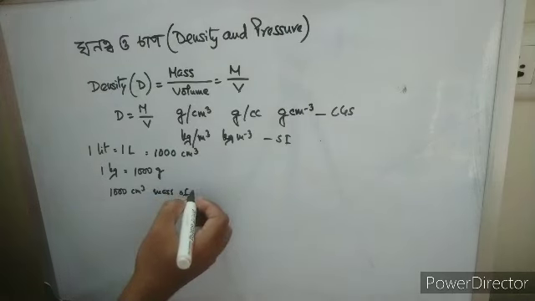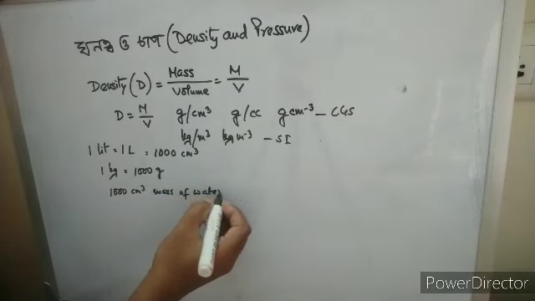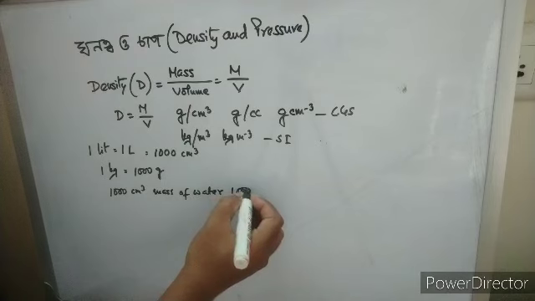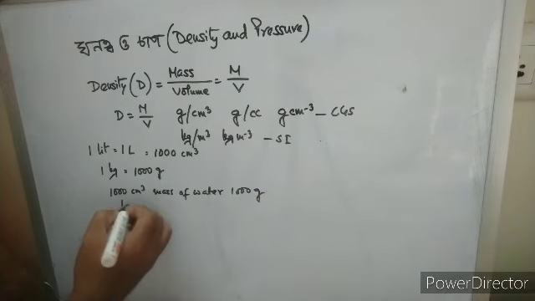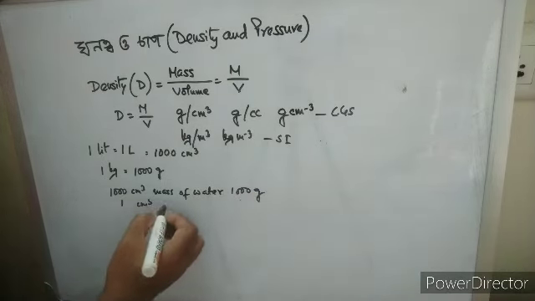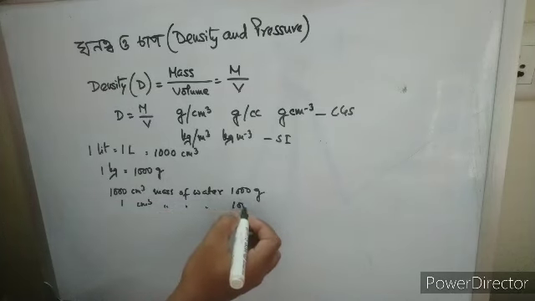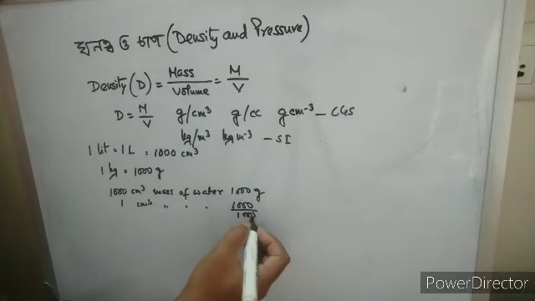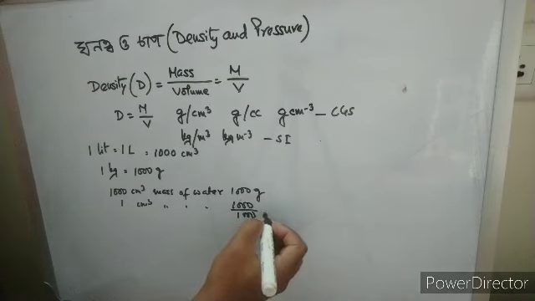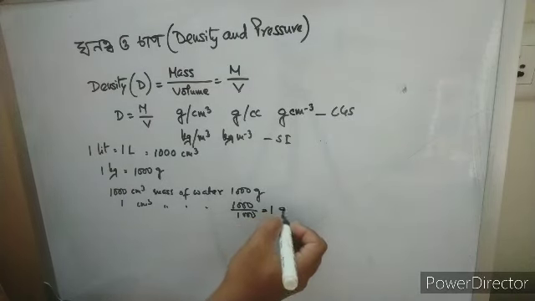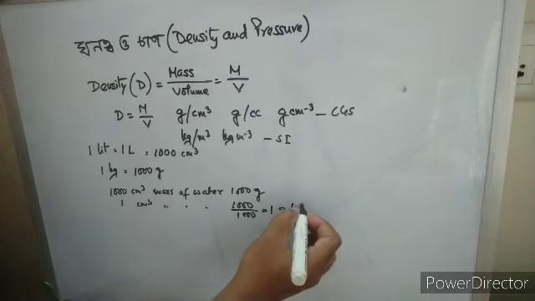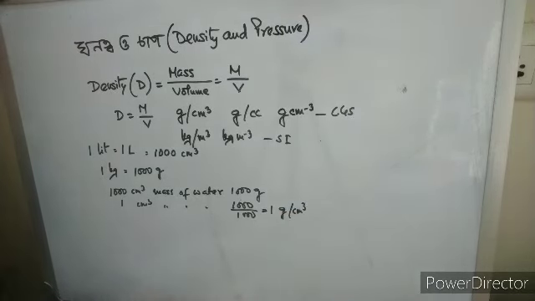Mass of water is 1000 gram. Therefore 1 centimeter cube mass of water equals 1000 divided by 1000. So we have 1. Therefore 1 gram per centimeter cube. So this is the density of water in CGS system. So the density of water in CGS system is 1 gram per centimeter cube or 1 gram per cc.